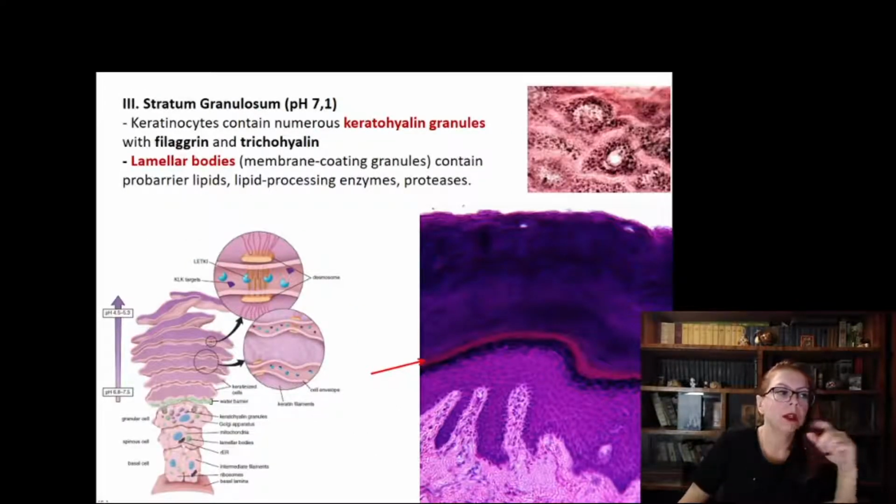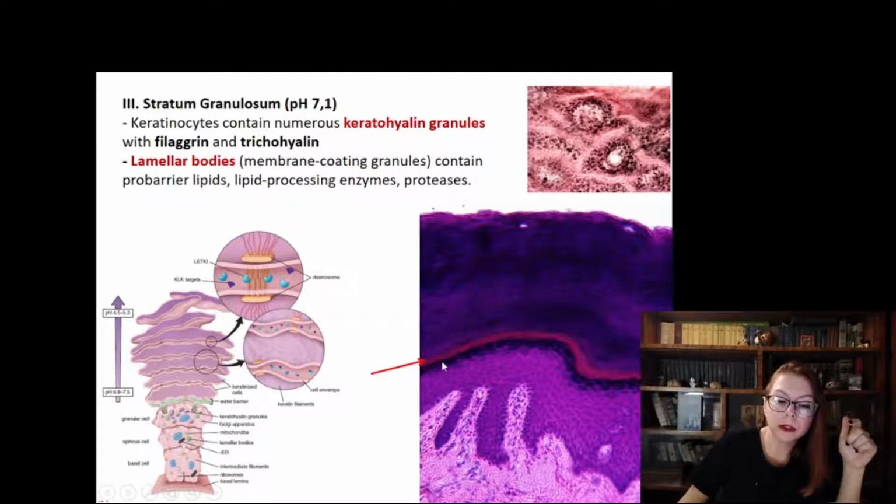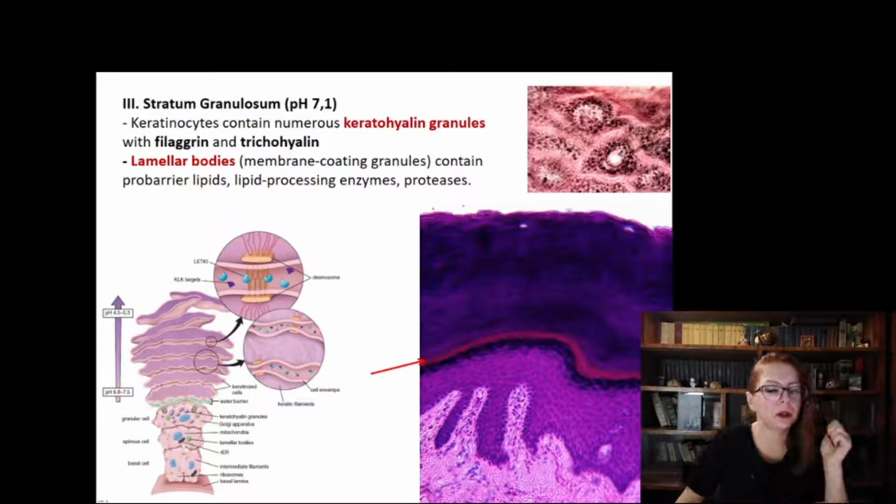Next layer is the stratum granulosum. So here cells start the process of keratinization by producing two types of granules. From its name, we guess that cells are filled with granules. And if we look at the specimens, this specimen besides them, we'll find out that really stratum granulosum differs from all the previous layers, as it contains densely packed basophilic granules. So what's there in those granules? There are two types of them. First is keratohyalin granule.